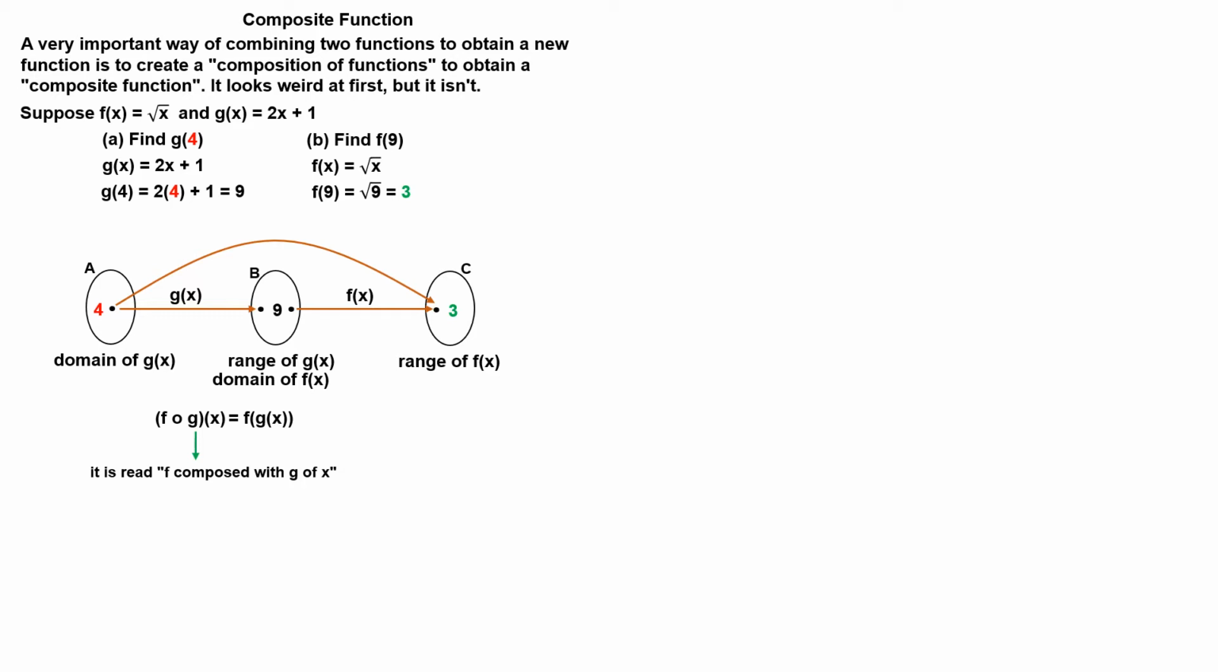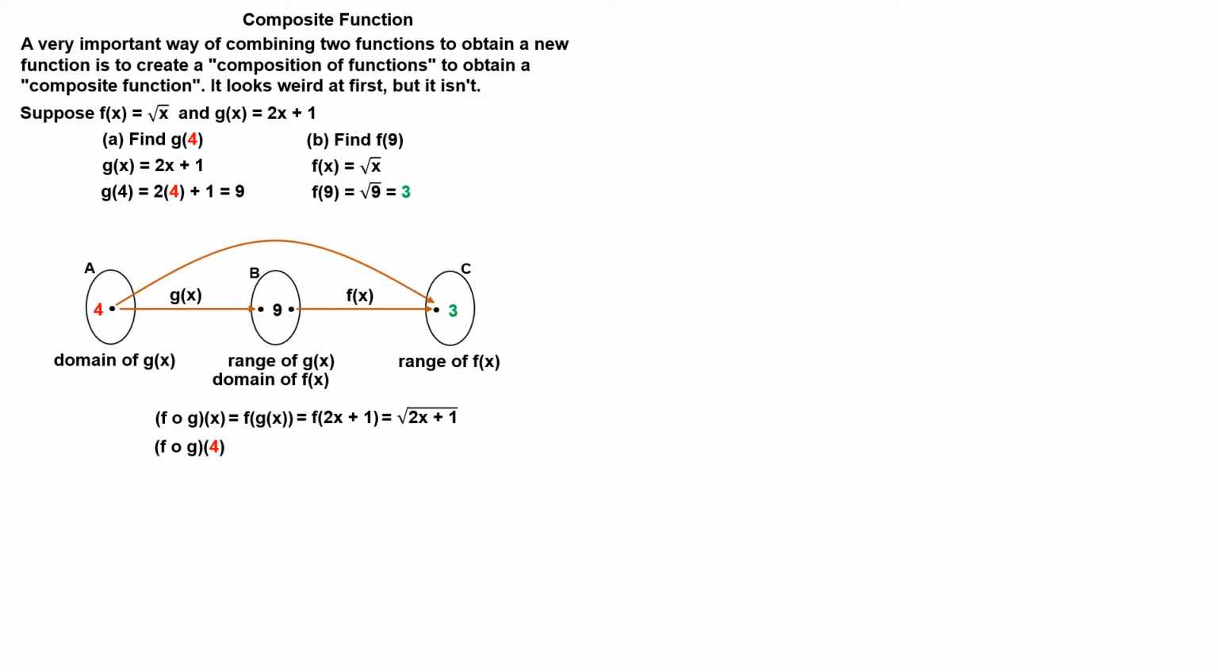This means that given a number x, we first apply the function g to it. g is the rule: multiply 2 by x, then add 1. Now apply f to the result. In this case, f is the rule: take the square root. The f composed with g is the rule: multiply by 2, then add 1, then take the square root. Let's see if it works.